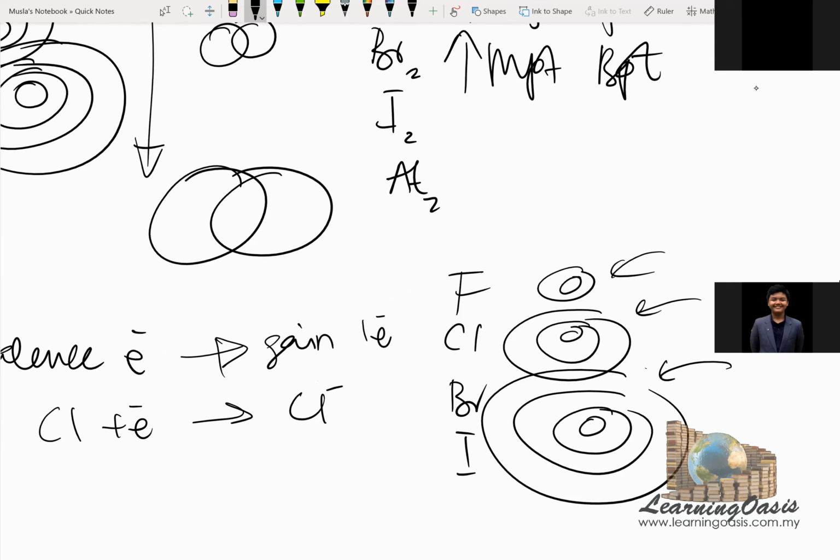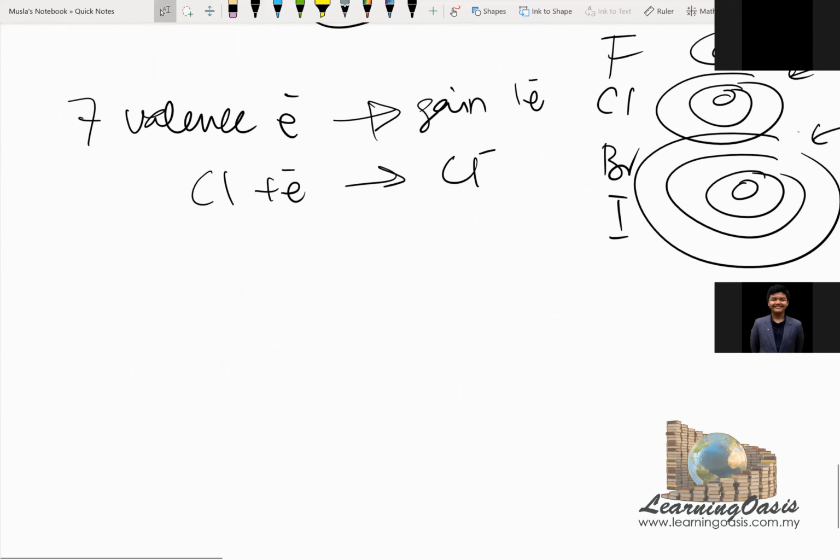The reason is because their tendency to gain electron decreases down the group. Like group 1 just now, the tendency to lose electron increases down the group. So reactivity increases down the group. The most reactive is francium, right? But here the most reactive is fluorine. Understand? You get it?